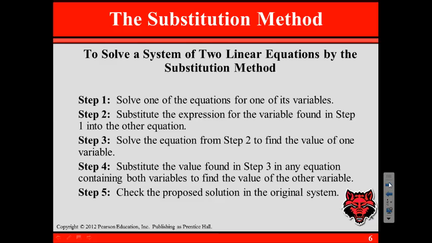In short, this is the step-by-step process for solving a system of linear equations using the substitution method. Step 1, we solve one of the equations for one of its variables. Step 2, we substitute that expression for the variable found in step 1 into the other equation. Step 3, solve the equation from step 2 to find the value of one variable. Step 4, substitute the value found in step 3 in any equation containing both variables to find the value of the other variable, and then we can check the solution using the original system.